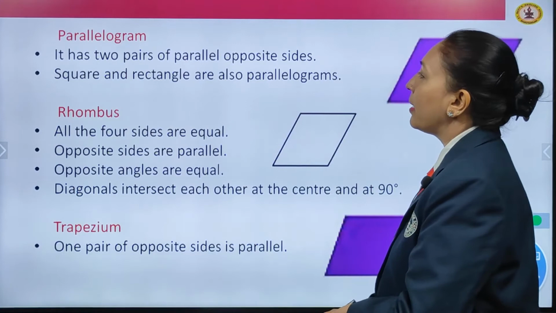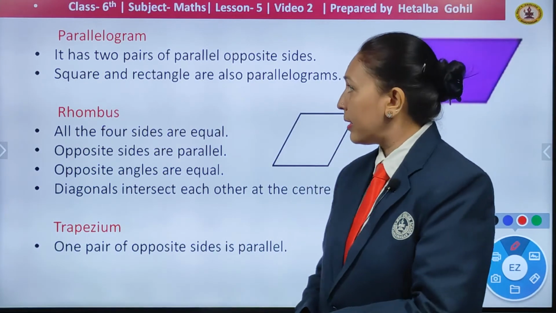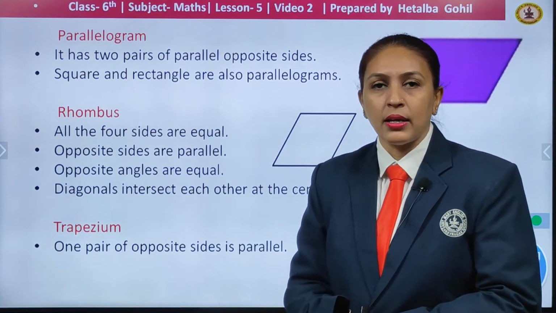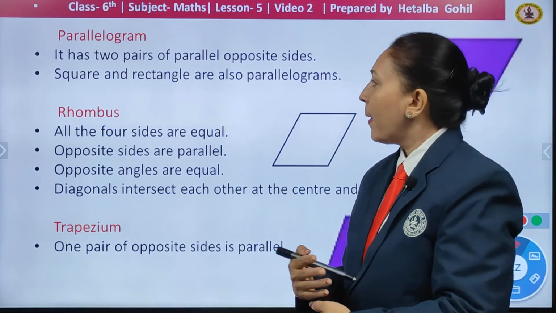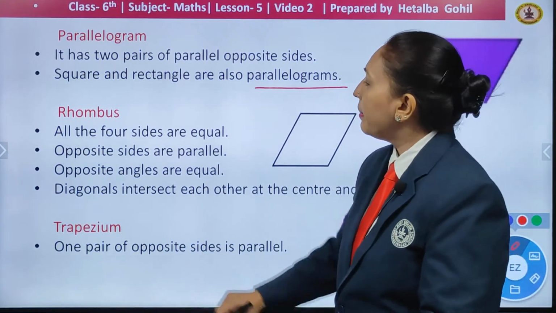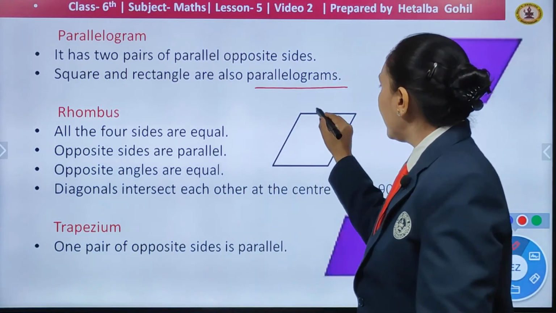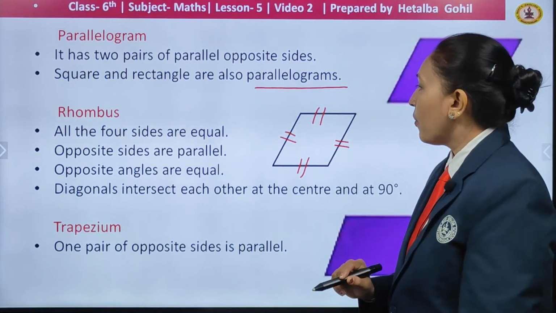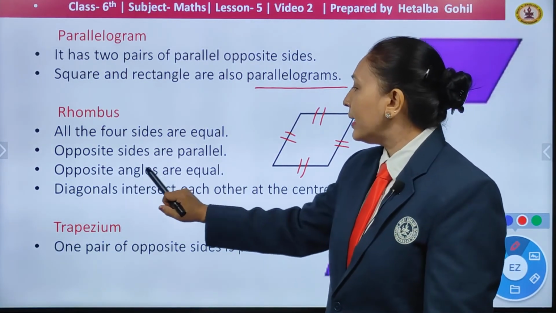Next we have the parallelogram. A parallelogram is also a quadrilateral which has two pairs of parallel opposite sides. Means the opposite sides of the parallelogram are parallel, meaning they go in the same direction. They never intersect each other. Therefore, square and rectangle are also parallelograms. Then we have the rhombus. A rhombus is also a quadrilateral. In a rhombus all the four sides have the same measurement. The opposite sides are parallel, opposite angles are equal and diagonals intersect.